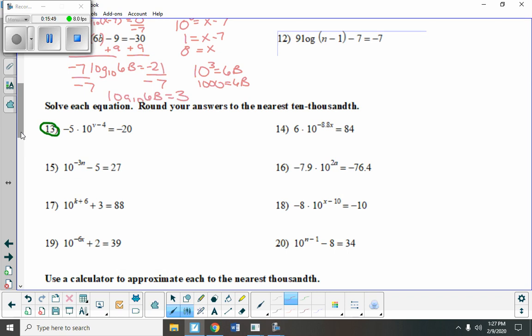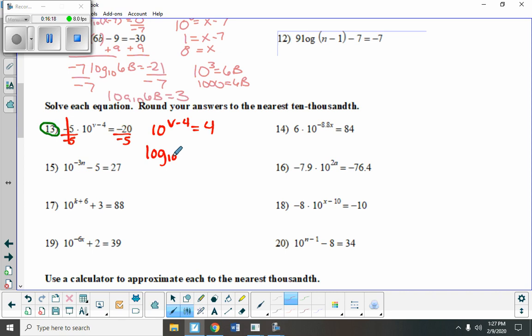In the next example here, number 13, we have negative 5 times 10 to the v minus 4 equals negative 20. First thing we're going to do is get the exponential part by itself. So we're going to divide by negative 5 because those are getting multiplied, so we'll do the opposite. So that's 10 to the v minus 4 equals 4. And now we can't solve it in this way, and so we're going to use the definition of logs and write it the other way.